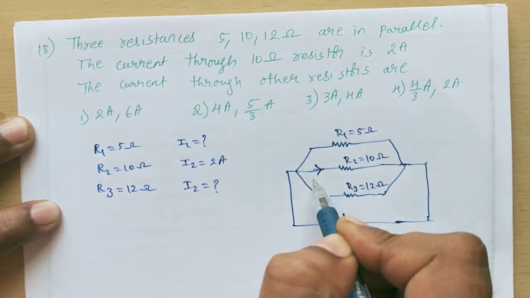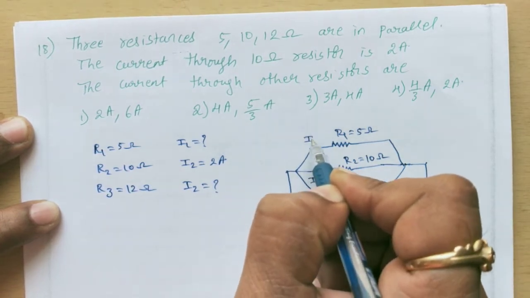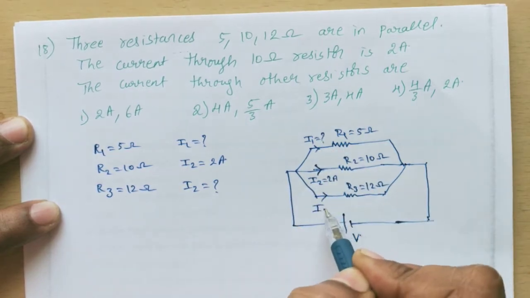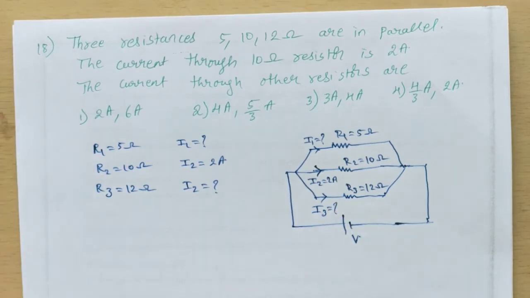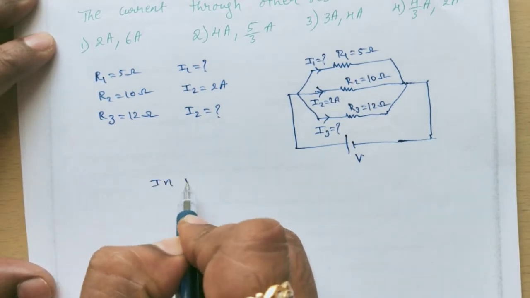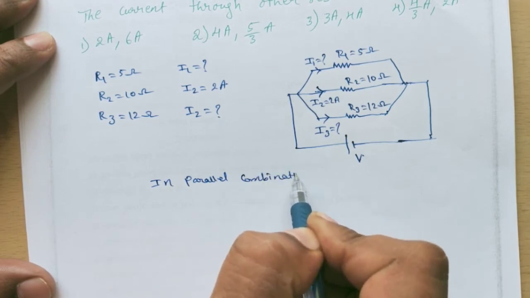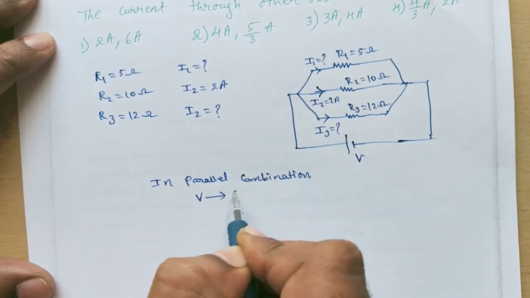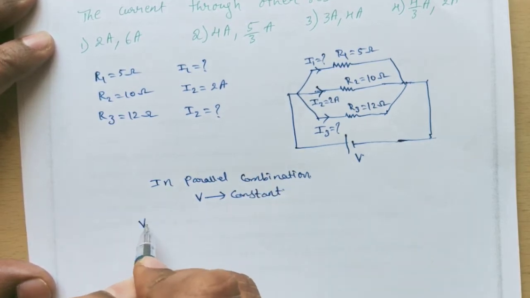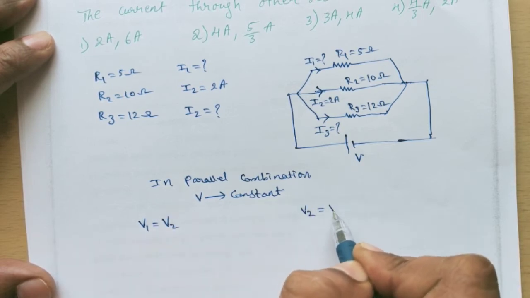Here already given I2 is equal to 2 amperes. So here I1 we don't know. Along the 12 ohms resistance, I3 is equal to, we don't know. So we want to find out those things. See, a very important concept we know: in parallel combination, which one is constant? Potential V is constant. Potential V is constant means I am taking like this students: V1 is equal to V2 and also V2 is equal to V3.